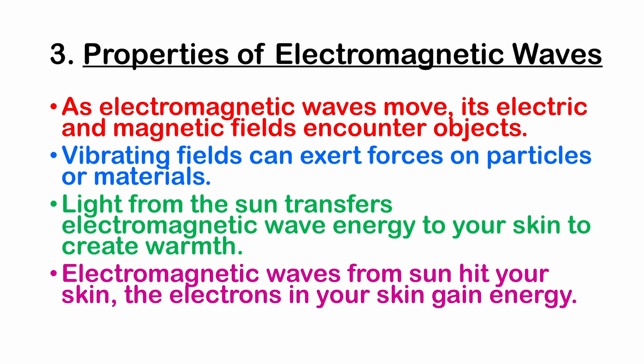So electromagnetic waves, they move, they hit objects, and they can exert forces on the particles or materials. For example, the one that I have here, light from the sun transfers the electromagnetic wave energy to your skin to create warmth. Okay. If you don't want that energy on a hot summer day, you go to the shade. So what happens is electromagnetic waves from the sun hit your skin, and there's electrons in your skin, and those electrons gain energy, and eventually you feel that as warmth.